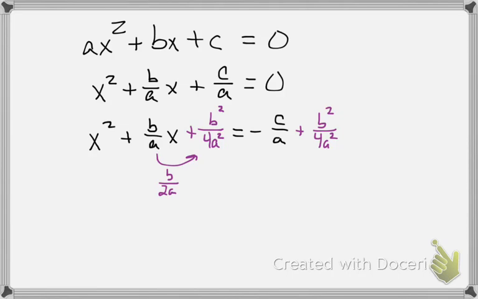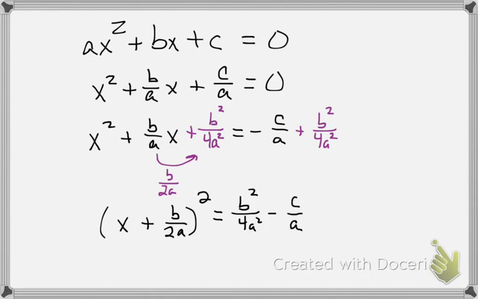On the left, that means we've made a perfect square trinomial. That is going to be x plus b over 2a all squared. And on the other side, negative c over a, so that's the same thing as b squared over 4a squared minus c over a. Isn't that true?